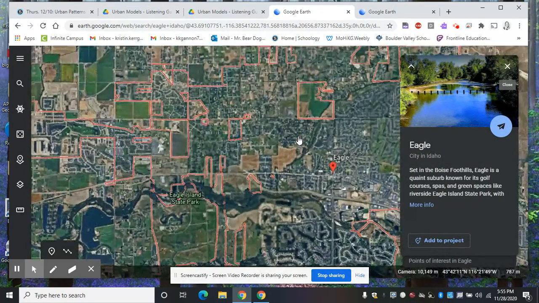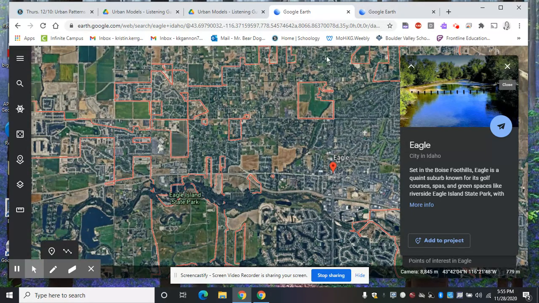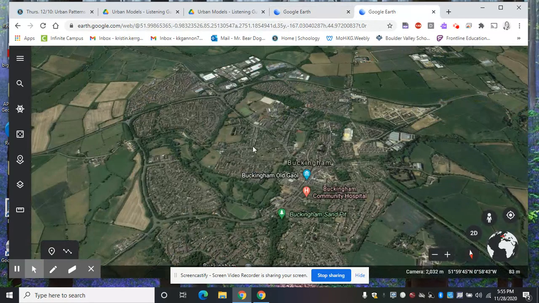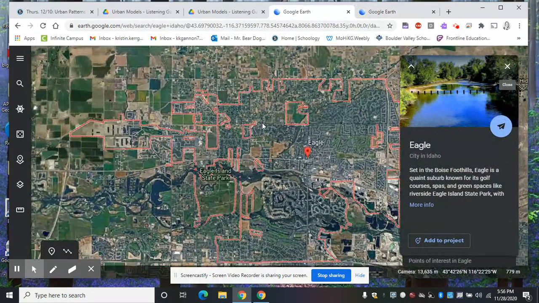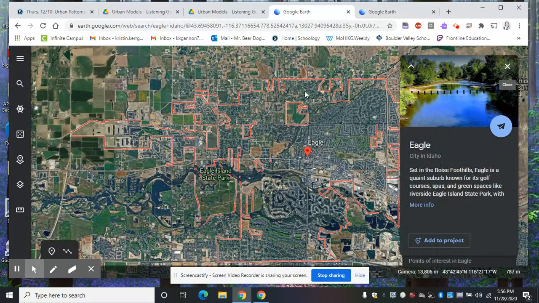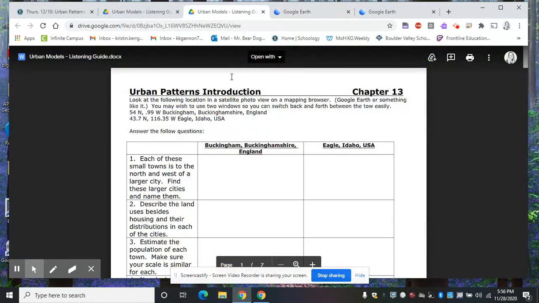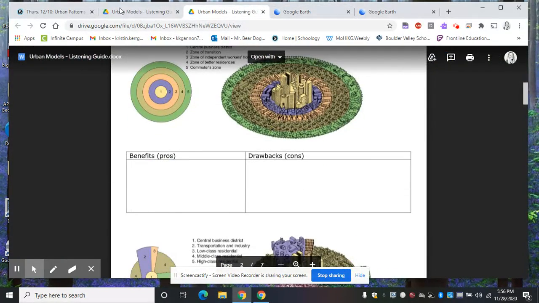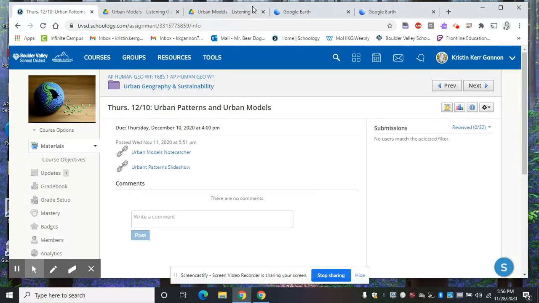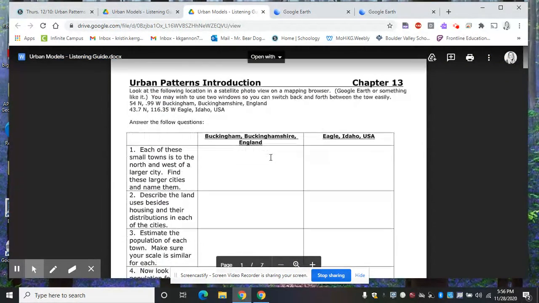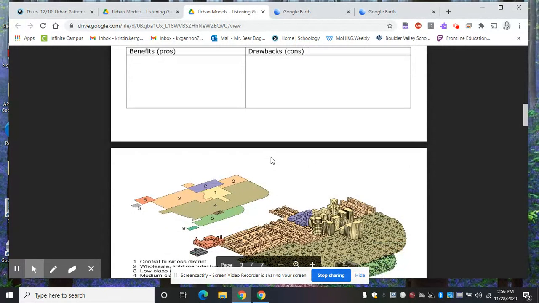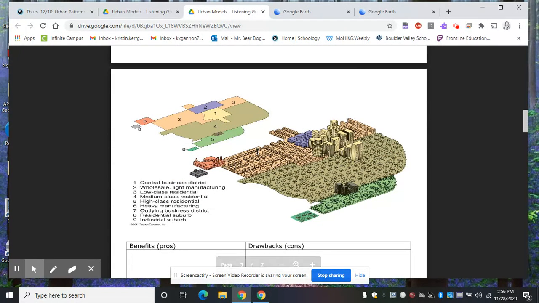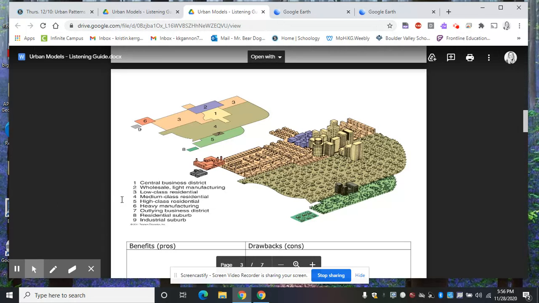This is Eagle, Idaho. And already you notice it's super boxy and linear versus this concentric layout. So what do you notice? We're going to spend about 15 minutes looking at patterns of urban land design, and then we're going to come back and look at these urban models. The main three that we are analyzing today are the Hoyt model, the Burgess model, and the Harris-Ullman model. So take a second to talk about this with your groups and then rejoin this video.